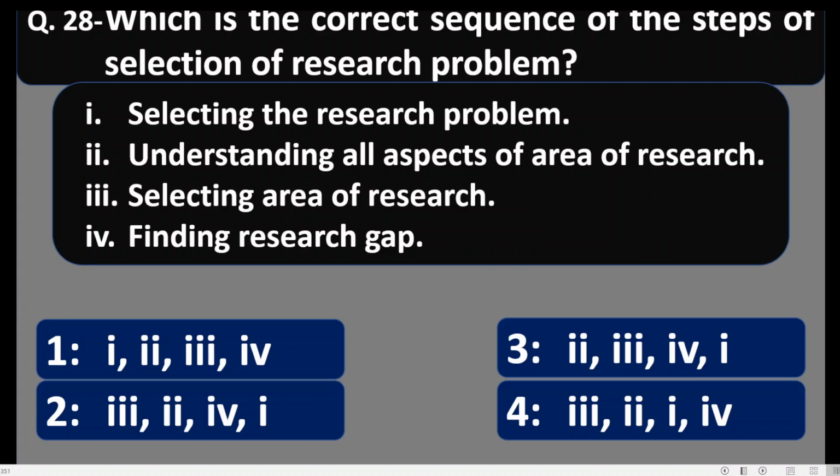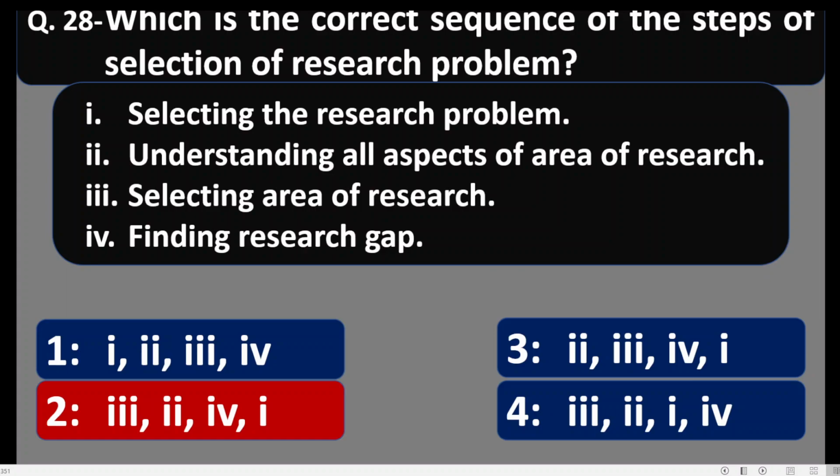On the basis of the statements given here, first of all the researcher has to select the area of research. That is given in statement number 3. Then to understand all the aspects of the area of research, that is given in statement number 2. And after that, to find out the research gap, that is given in statement number 4. And at last, he has to identify or select the research problem. So in this way the correct option will be 3, 2, 4, 1, that is given in option number 2.